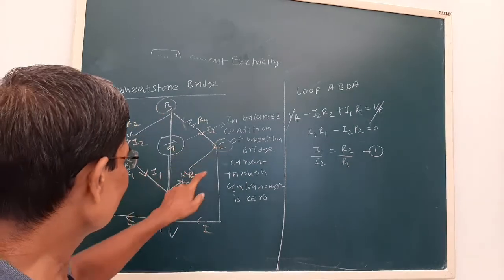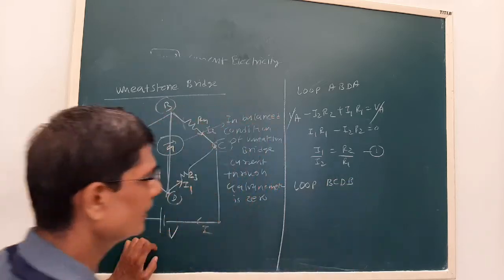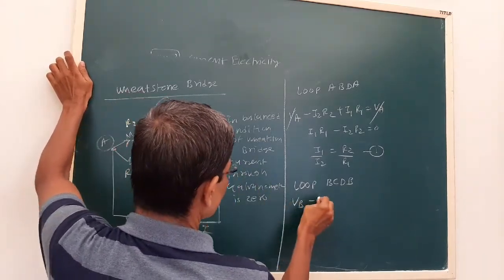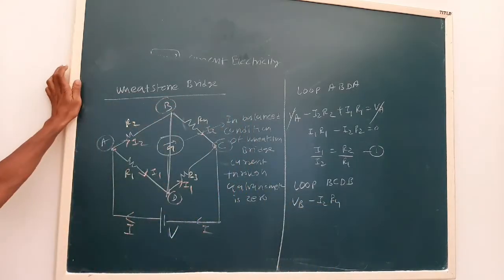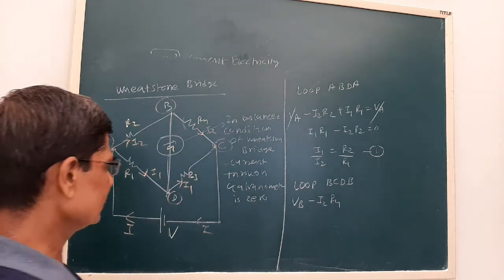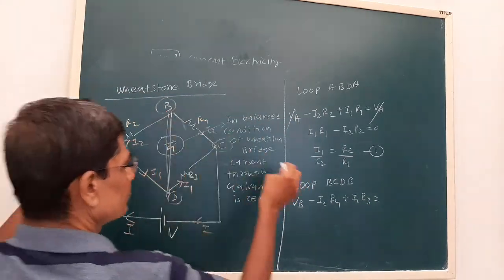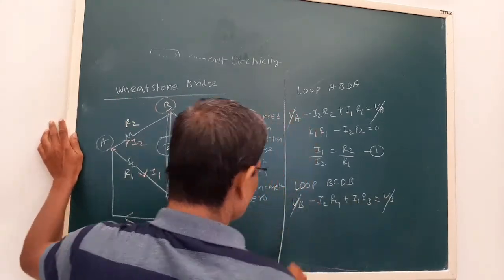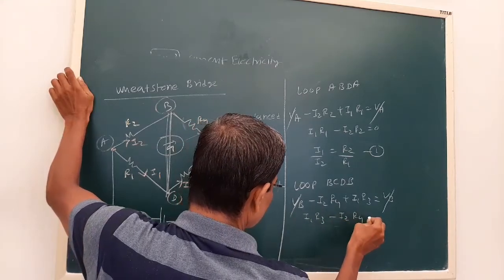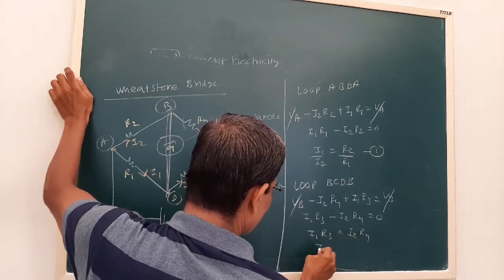Now see, in the BCDB loop, okay, now we use Kirchhoff's second law, that is VB minus I2 R4. See, that is the current direction, we have to take negative. Now in CD we are moving in the opposite direction of the current, so that will be plus I1 R3. See, we reach the point B again. Okay, so what we write here: I1 R3 minus I2 R4 is 0. I1 R3 is I2 R4. So I1 upon I2 is R4 upon R3.